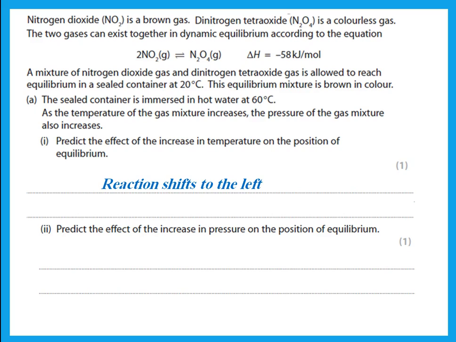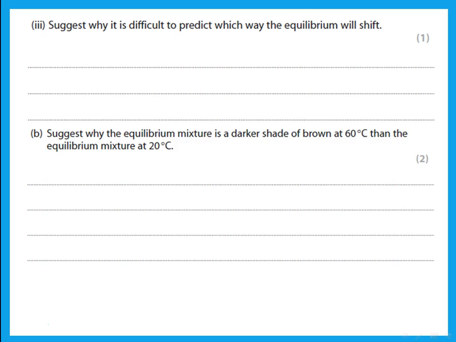Predict the effect of increasing pressure on the position of equilibrium. Well, we said if we increase the pressure, the reversible reaction will go to the side that has less number of molecules. So in this one, if I go forward, it forms 1 molecule of N2O4. If it goes backward, it forms 2 molecules of NO2. So in this case, increasing the pressure will cause the reaction to go forward or shift to the right.